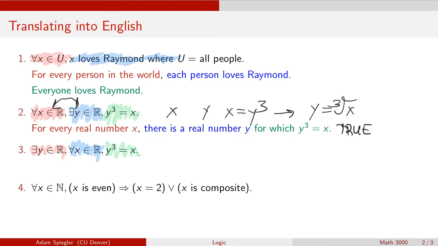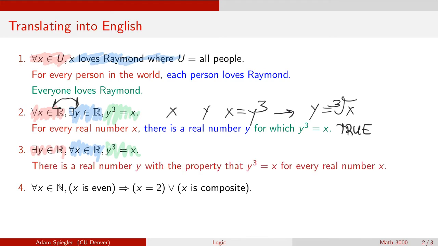We could interpret this in English by saying there is a real number y with the property that y cubed is equal to x for every real number x. And this is a totally ridiculous statement. This is definitely a false statement when we flip the order around. There's no number y for which this would hold for every single value of x. So when we change the order around, that definitely changes the meaning of the logical statement, and that might affect whether or not the statement is true or false.